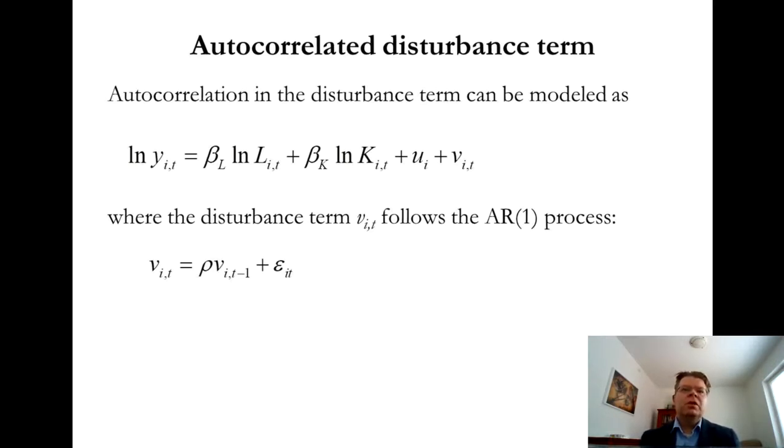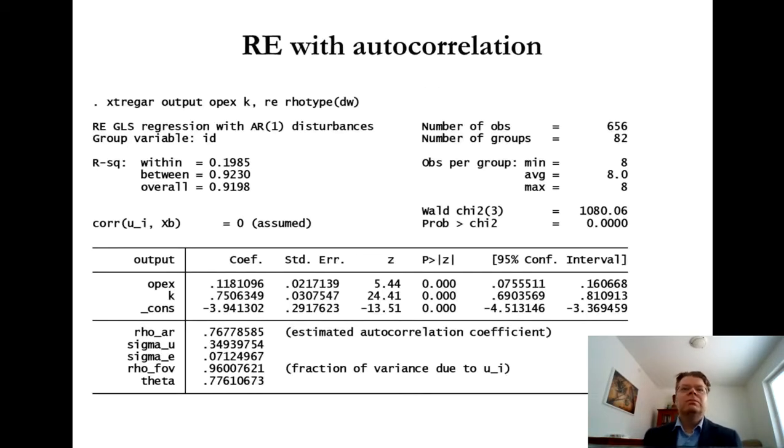A simple way would be, for example, to introduce some kind of autocorrelation if that is needed. So here is an illustration of random effects estimation with an autoregressive error term. This is the same kind of regression output as we earlier discussed in the context of random effects. This is GLS, generalized least squares estimation, where the autocorrelation coefficient comes in the bottom part of the table, rho AR. That is the autocorrelation coefficient estimated for the autocorrelated error term v.